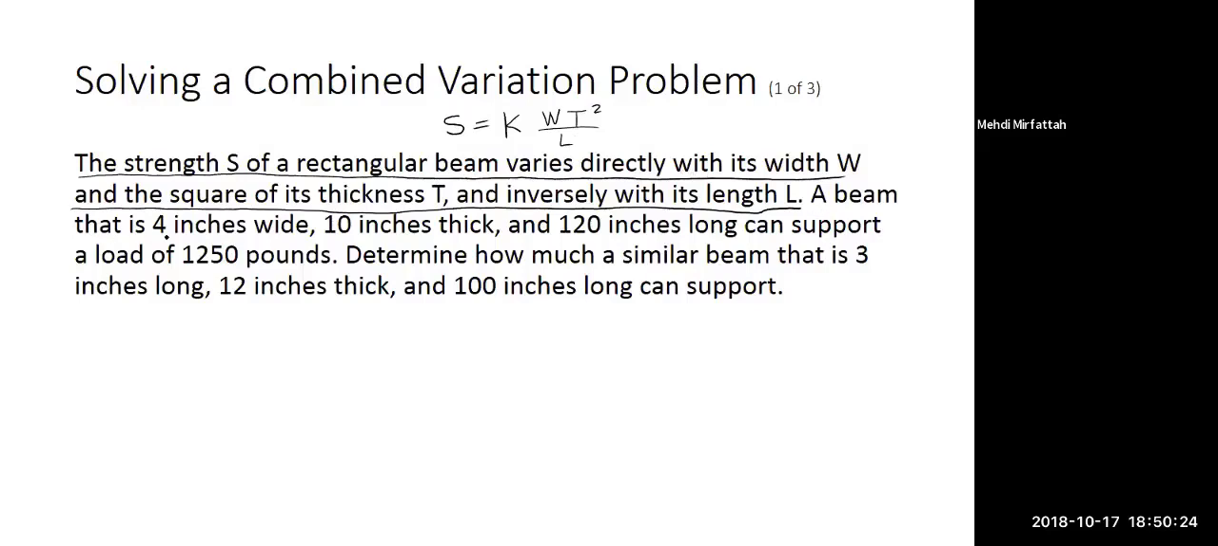So the beam that has, it says a beam that is 4-inch wide, so I have my width is 4, and 10-inch thickness is 10, and 120-inch long, L, it supports a load of 1,250 pounds. So now I can use this information to find K. So let's take a look at all these first, and then we're going to find the rest of these.